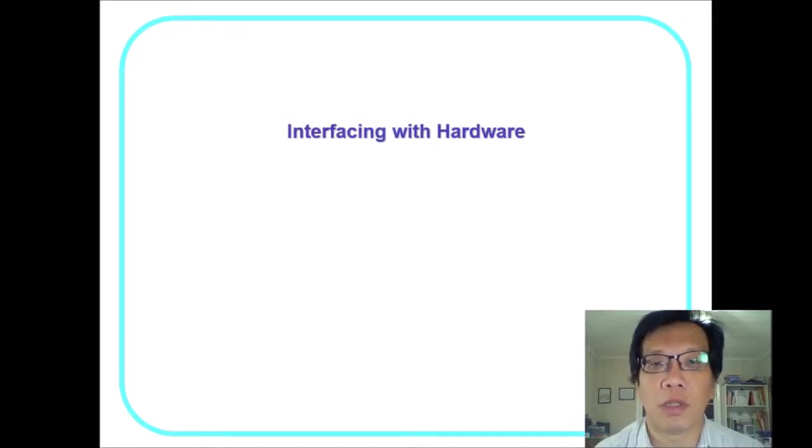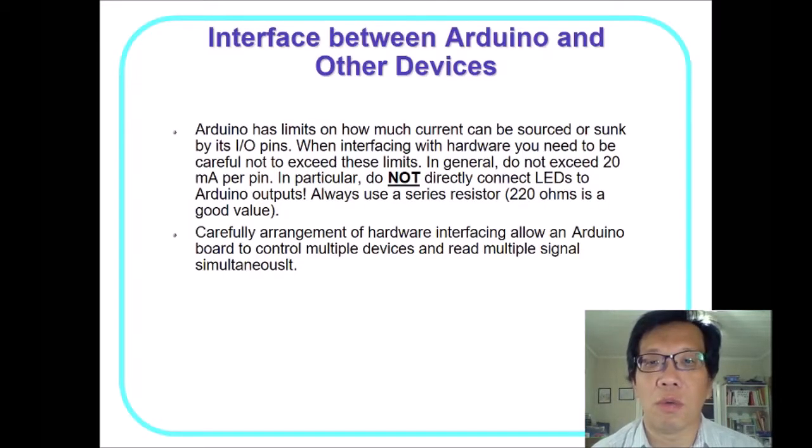In this video, we're going to talk about interfacing with hardware. So we talked about basic operation of Arduino in the previous module. Today we're going to talk about how to use digital I/O pins and analog I/O pins to connect with external devices. When we interface between Arduino and other devices, we use I/O pins.